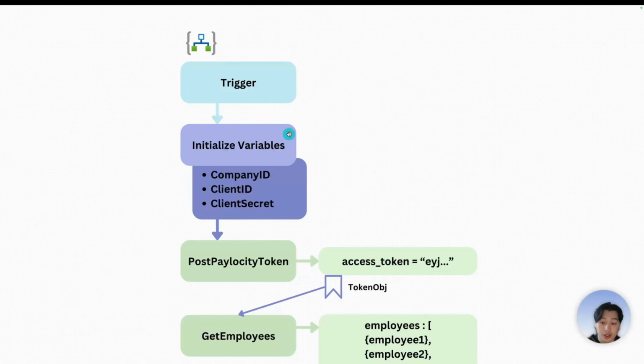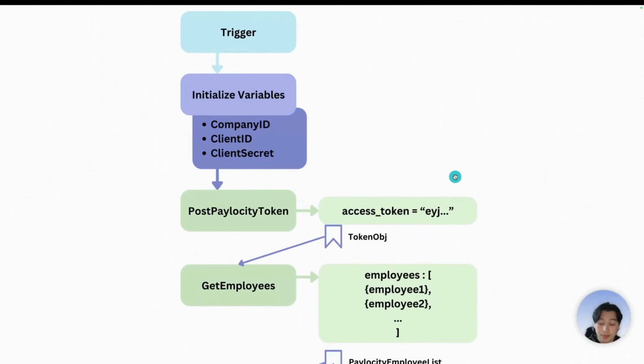We are going to initialize the variables that we need to make our API calls. For the Paylocity API, we're going to need a company ID, the client ID, and the client secret authentication token. This will be different for everybody, but you need to have some variable that will store these values. The next step will be an HTTP request. All the requests will be shown in green. This one will be called post Paylocity token.